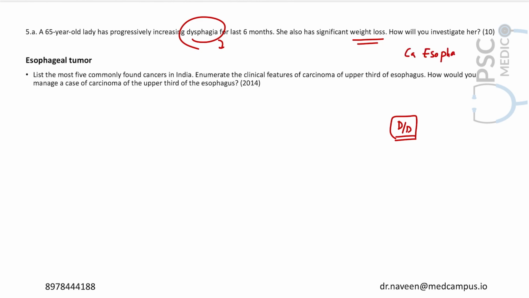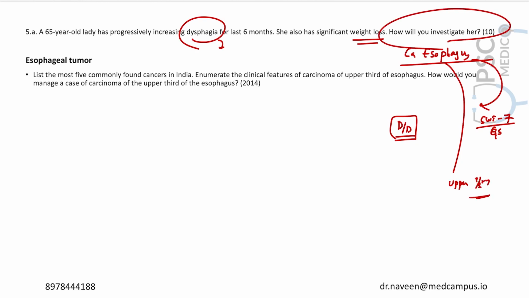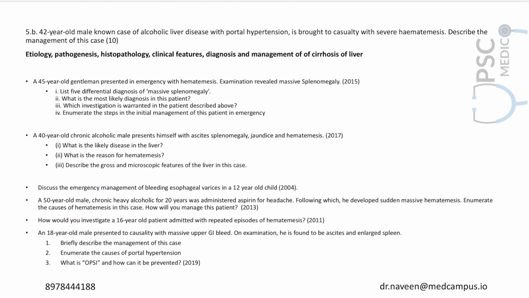It's most probably a case of CA esophagus, and the same question is part of subject-wise test general surgery, right? CA esophagus, and how will you manage a case of upper 1/3 of esophagus? This is what I asked. The same thing, how will you investigate her? What is the role of barium study? What kind of sign you see in barium study? What other things you do for ruling out the various other causes of dysphagia? Okay, so you have to work out on an algorithm. I'll give you algorithm in model answer, but it's again the management of CA esophagus.